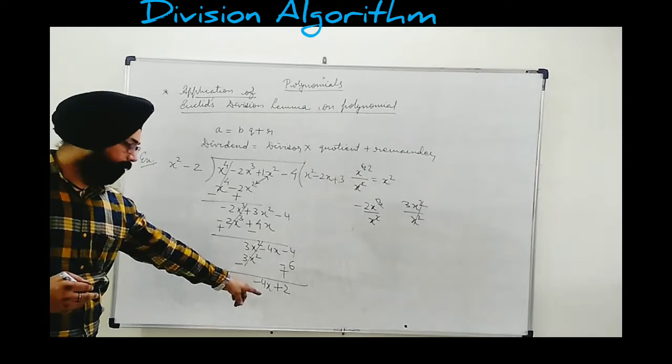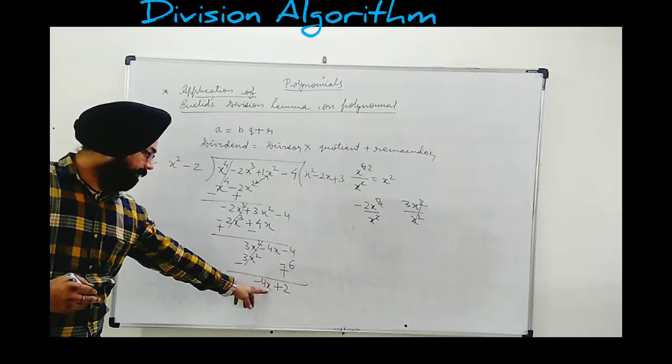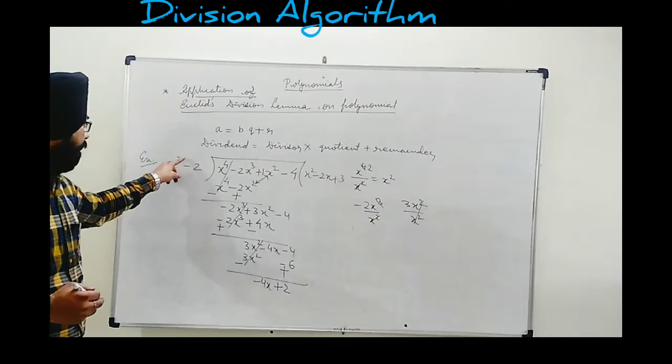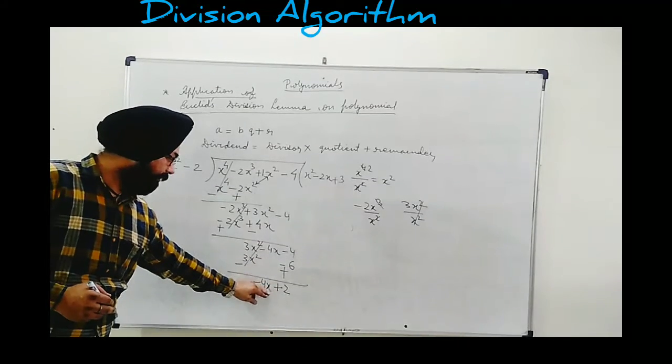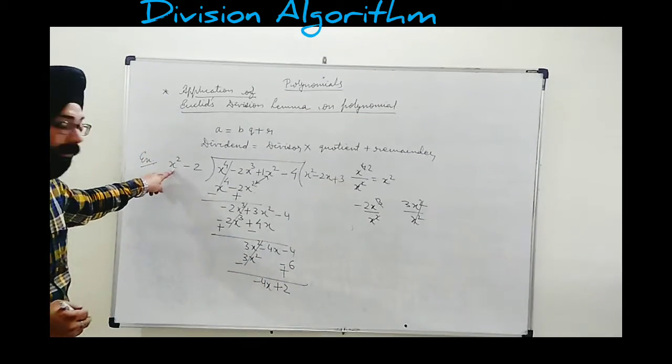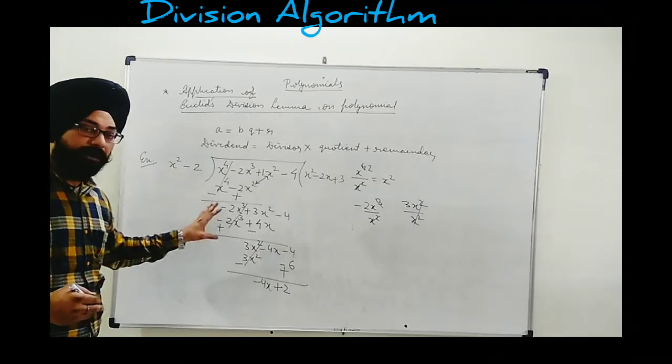This will be the remainder. How can we say? Degree of this remainder is 1. The maximum power of x is 1. Here it is raised to the power 2. So since at this stage the degree of the polynomial becomes less than the degree of divisor, that is why we will stop the division now.